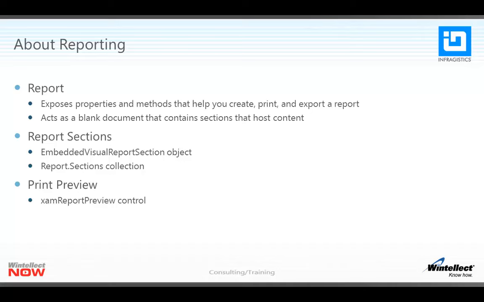The next object is report sections. Each embedded visual report section object defines a section of your report that corresponds to a visual element in your application. You can add as many sections to a report object's sections collection as you need. The last part is the print preview. The XAM report preview control will display a preview of a report.